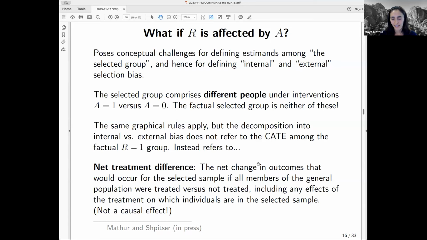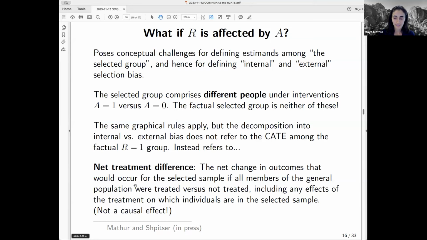It turns out that the same graphical rules actually still apply, but the decomposition into external versus internal bias, instead of referring to the CATE among the, again, factual R equals one group, instead refers to a different quantity. This different quantity is what's called a net treatment difference. This is the net change in outcomes that would occur for the selected sample if all members of the general population were treated versus if all were not treated, including any effects of the treatment on the actual individual membership of the selected sample itself. So this is not a causal effect because it's not holding constant the individuals of interest. It's a different type of way to break down the selection bias.